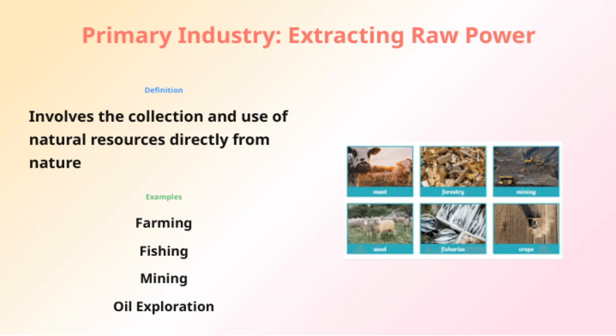Let's take a closer look at some examples of primary industries. You see here oil exploration, mining, fishing, and farming. These activities involve collecting and using natural resources directly from nature. Essentially, they are about extracting raw materials that are found in the environment.